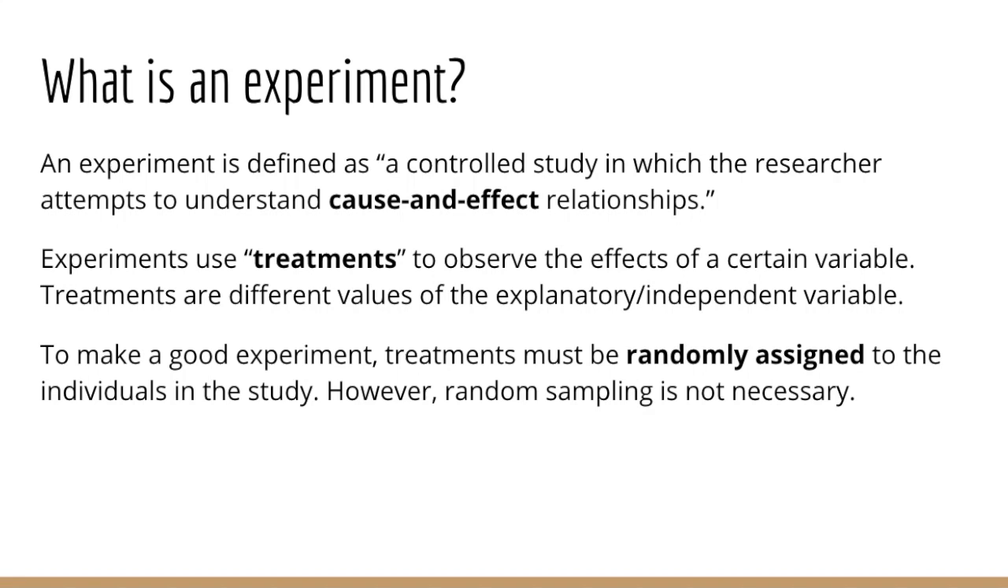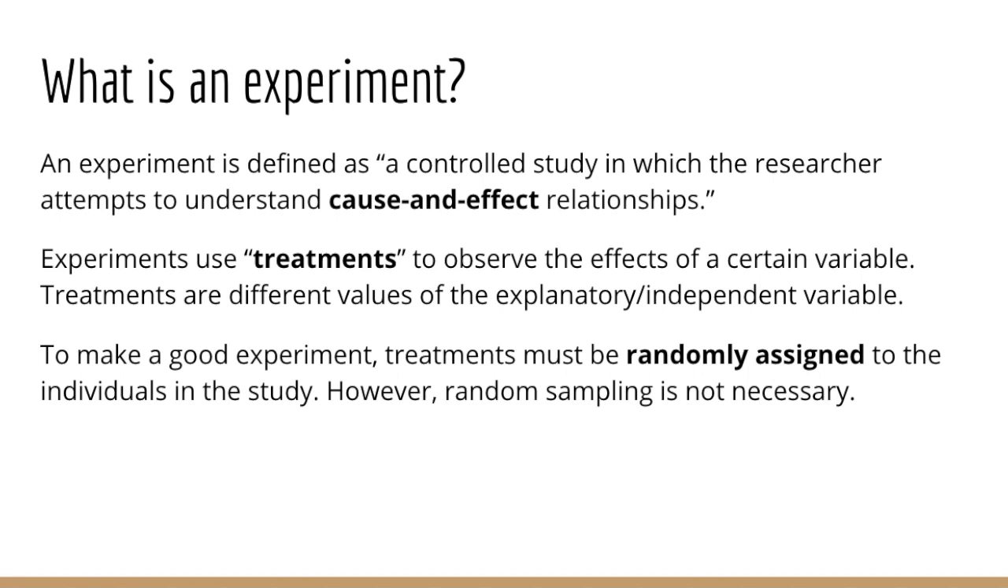So, what is an experiment? An experiment is defined as a controlled study in which the researcher attempts to understand cause and effect relationships. So, basically, the effects of a controlled variable on another variable. Experiments use treatments, quote unquote, to observe the effects of a certain variable. Treatments are basically different values of the explanatory or independent variable, which is the one that we are controlling.